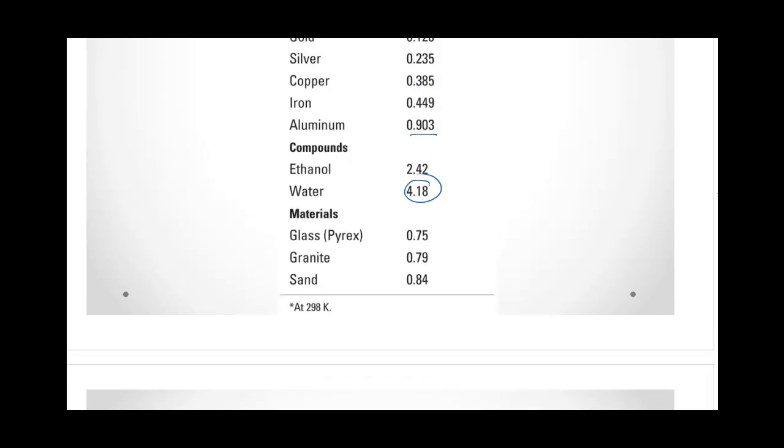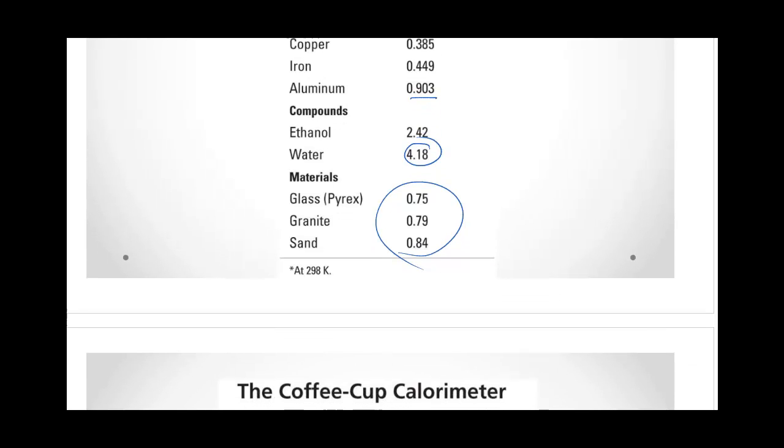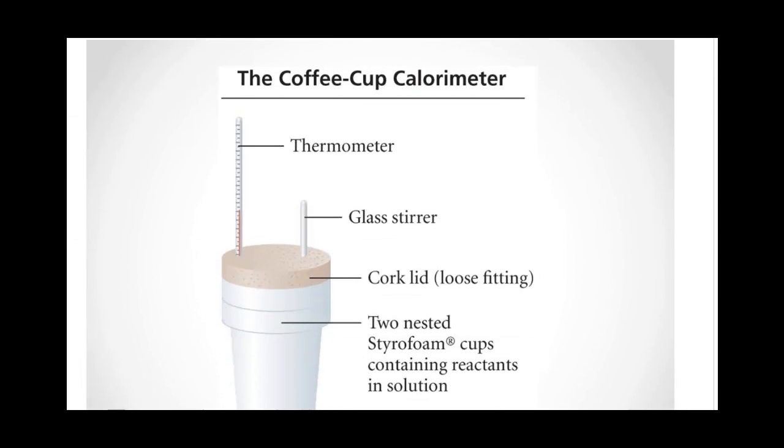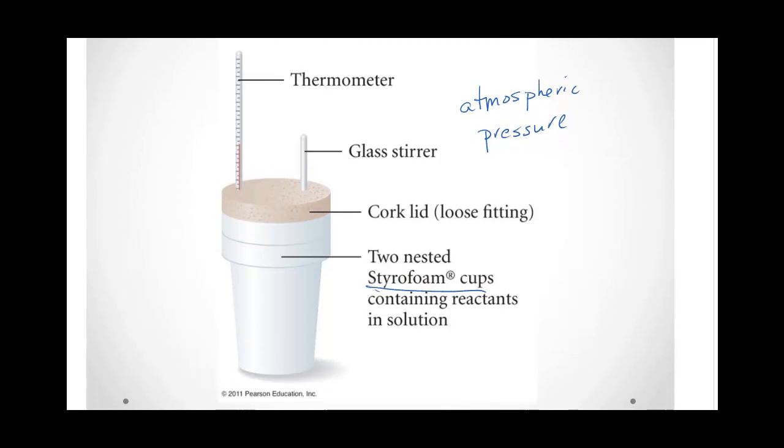Here are a few other materials in case you might be interested: glass, granite, sand. We'll see how we use that, because when we do reactions, the specific heat of the substances will come into play. So let's look at what a coffee cup calorimeter is, a constant pressure calorimeter. It's constant pressure because it's exposed to atmospheric pressure. Using a styrofoam coffee cup, particularly if you nest 2 of those together, is a pretty darn good insulator and works pretty well to hold any heat of reaction inside that calorimeter.